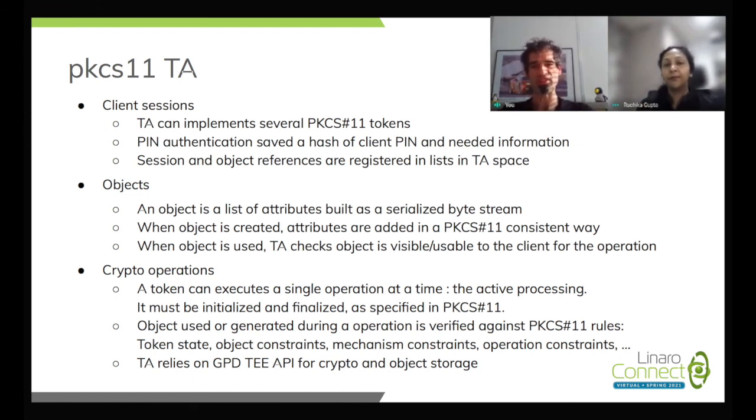Session and object references are all registered using lists in the TA, so that sessions are bound to clients and objects are bound to sessions or to the token itself. So we use a list to register all that and to handle all those objects. As for the objects, they are lists of attributes. In the PKCS11 TA, all these attributes are stored in a serialized byte stream, and it is the way it's handled in the TA, and it's also the way the object is stored in the secure storage when it's a persistent object.